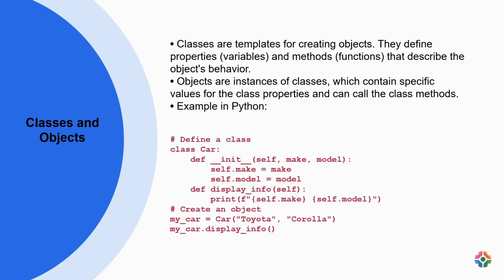For instance, in the provided Python example, a car class defines attributes like make and model with a method for displaying information. An object myCar is then created based on this class using specific values for its make and model attributes. By invoking the displayInfo method of the object, the output shows the details of the car. This process demonstrates how classes abstract common characteristics to generate multiple unique objects efficiently, showcasing the fundamental concept of object-oriented programming.